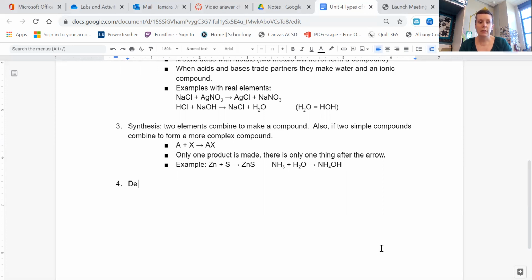Now we're going to go into the opposite, decomposition. Okay, all right, opposite. It is a compound breaks apart. A compound breaks apart into 2 or more simpler substances. Again, those simpler substances can be elements or simple compounds.